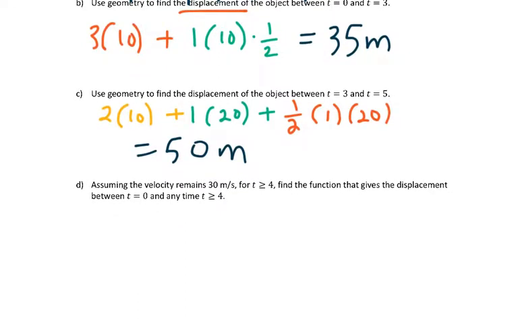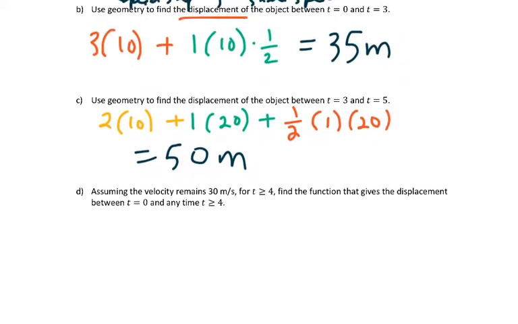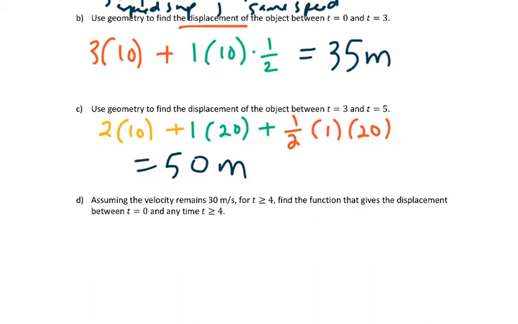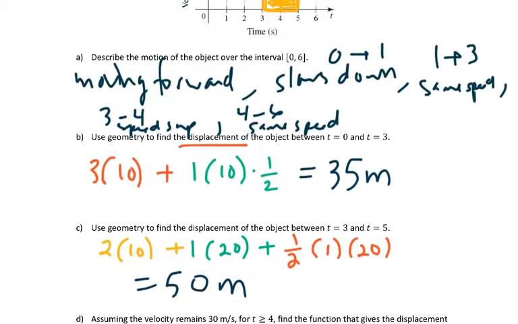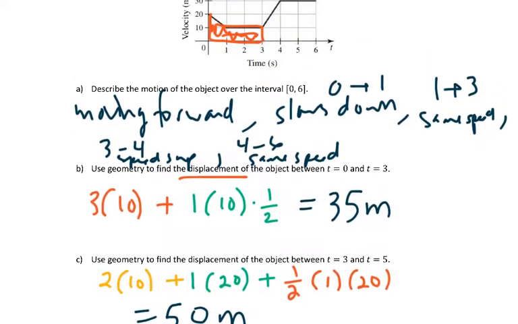Okay, it says, assuming the velocity remains 30 meters per second for t greater than 4, find the function that gives the displacement between t equals 0 and any time after 4. Okay, so here's what we know. We found in part B that this displacement was 35. Then we found in part C all the way to here at 5 was 50, but I only want to go to 4. So I'm going to find out this amount until 4.